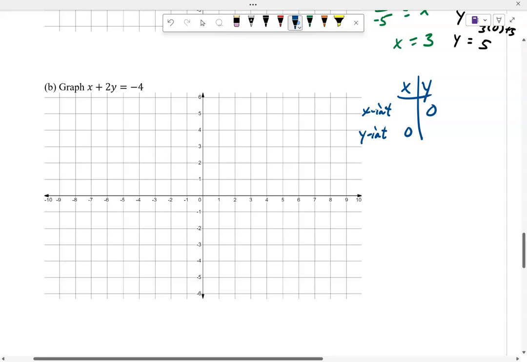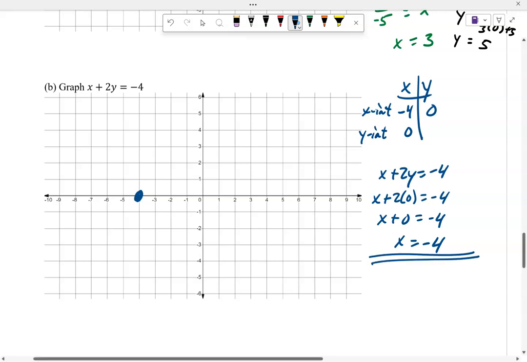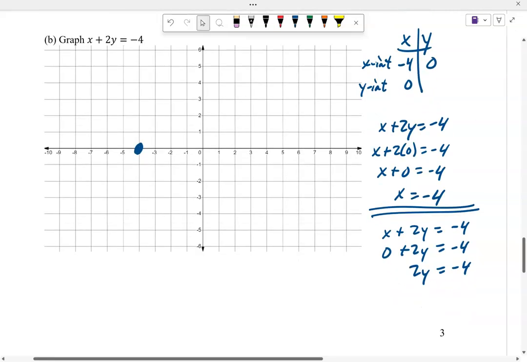So let's let y be 0 first. X + 2y = -4. Let's let y be 0 to find our x-intercept. So x ends up being -4. So I got the point (-4, 0). Put that point on the graph. Now we're going to let x be 0 this time. Divide by 2, y ends up being -2. So when x is 0, y is -2. And I can draw the line through the x-intercept and the y-intercept.